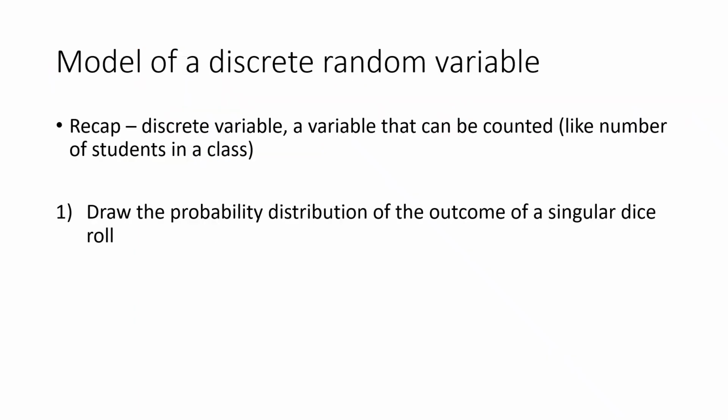To recap, a discrete variable is a variable that can be counted, like the number of students in a class, and mostly takes the form of whole numbers or integers. An example of a discrete random variable is a singular dice roll, because every possible outcome is random. Now let's draw the probability distribution of a singular dice roll. We'll use x to show all the outcomes. So 1, 2, 3, 4, 5, 6.